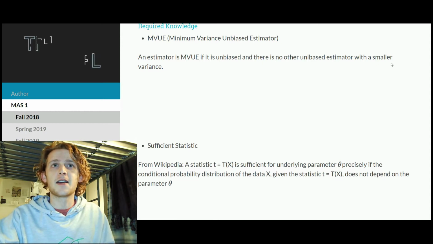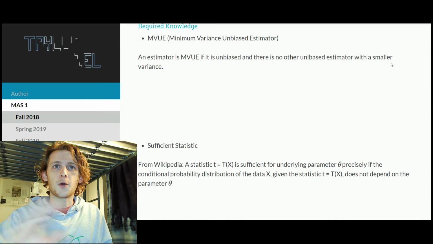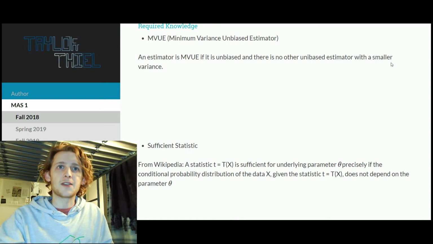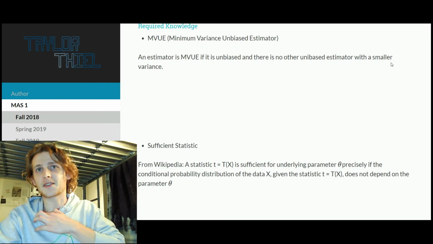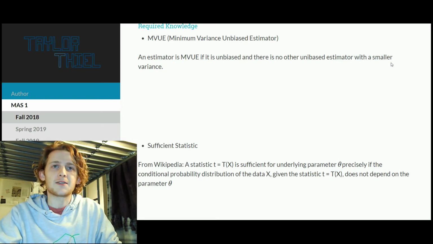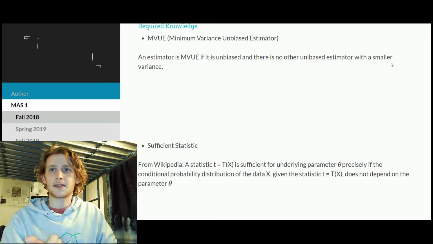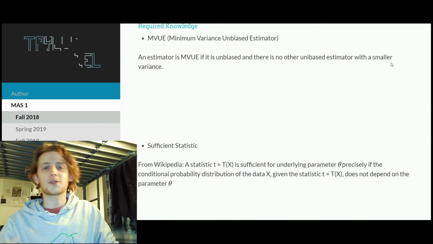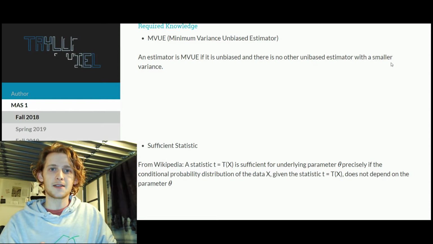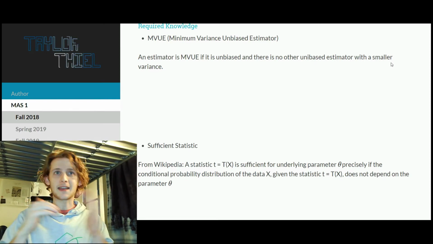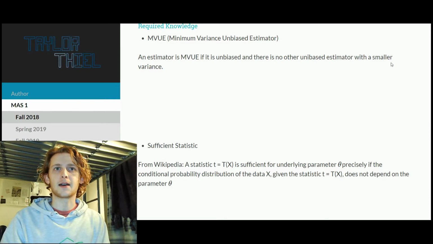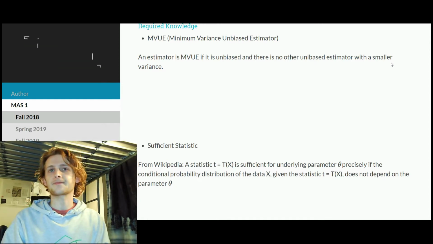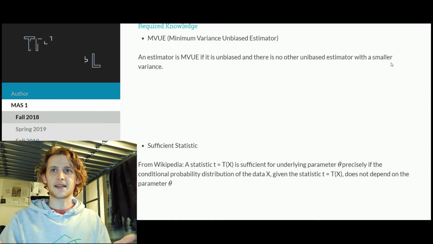So the overarching topic that you need to know is the MVUE, minimum variance unbiased estimator, is just an estimator that is both unbiased, and there is no other unbiased estimator which has less variance. So you essentially have found the optimal estimator that is restricted to being unbiased. So with that said, that's kind of the goal.